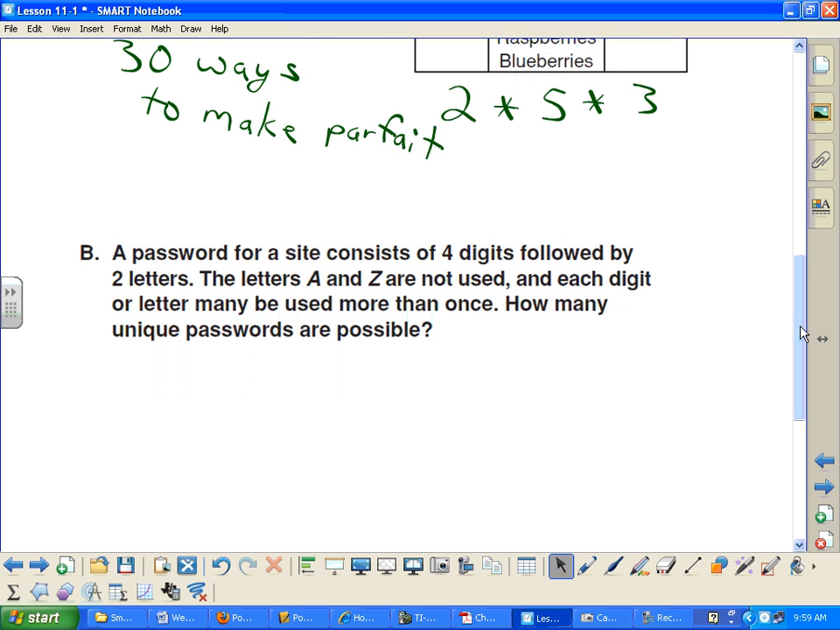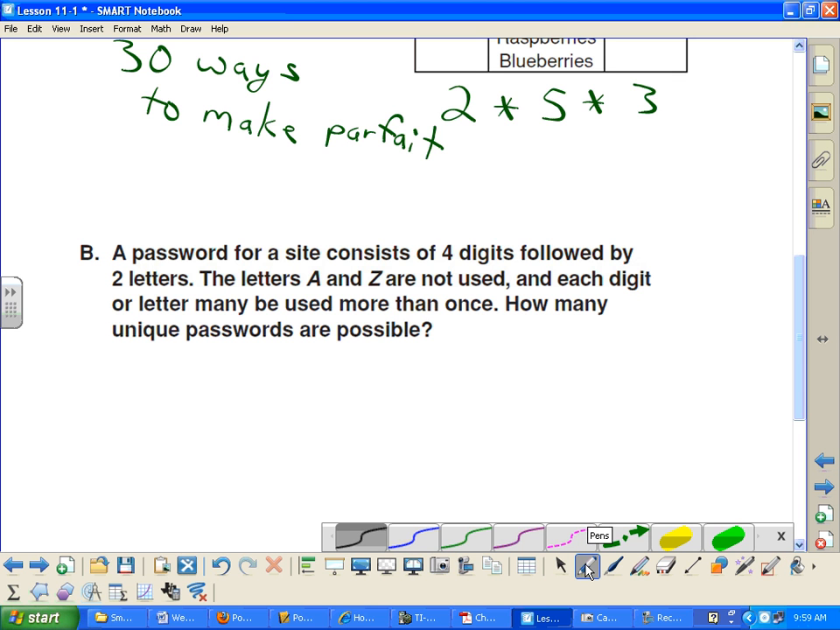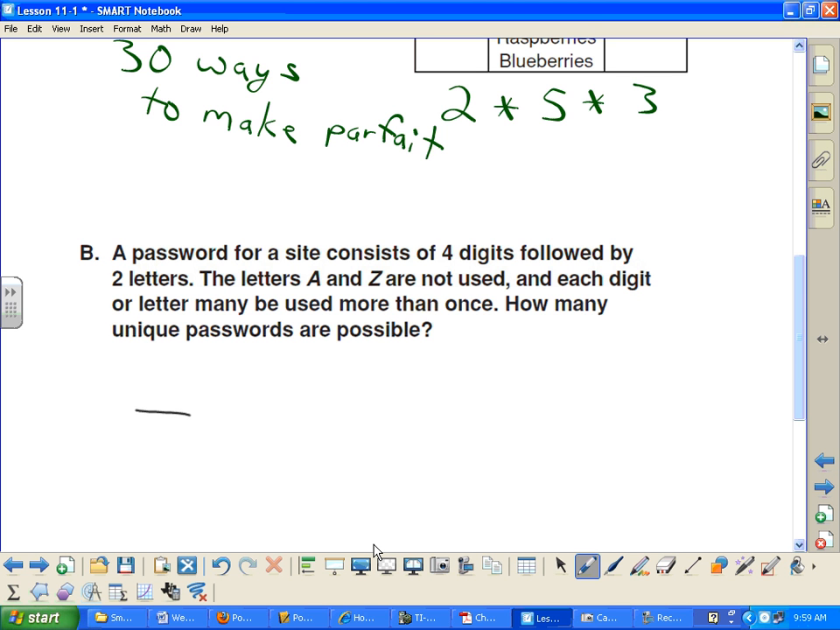All right, so here it says a password for a site consists of 4 digits followed by 2 letters. Now the thing here is that we have to make a distinction between digits and letters because obviously those things are different. So how many different characters do we need altogether? 6. So I'm going to put 6 lines here to represent the 6 different characters. Now it says the letters A and Z are not used, and each digit or letter may be used more than once. So the first 4 are digits.